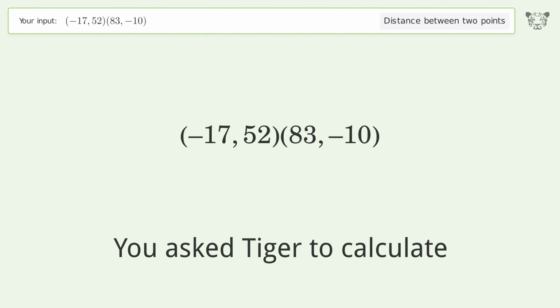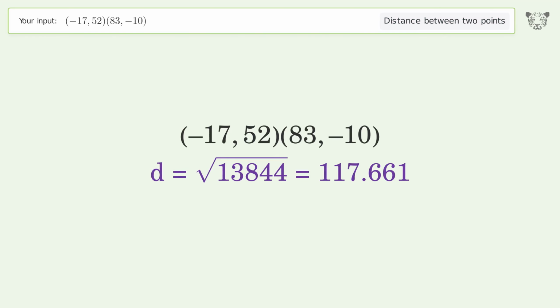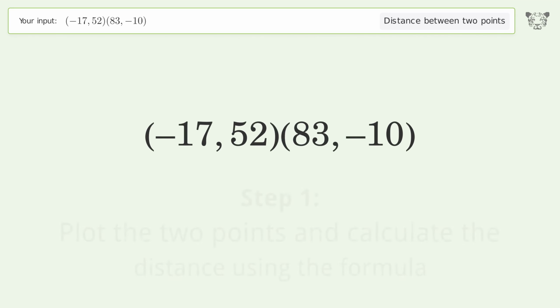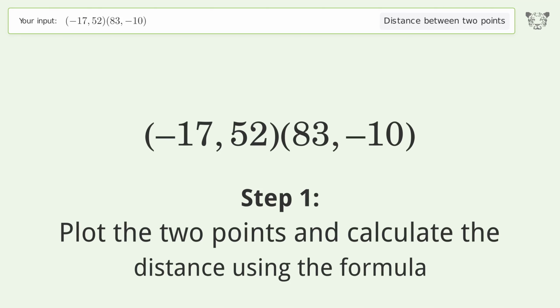You ask Tiger to calculate. This deals with the distance between 2 points. The distance between the 2 points is the square root of 13,844 or 117.661. Let's solve it step by step. Plot the 2 points and calculate the distance using the formula.